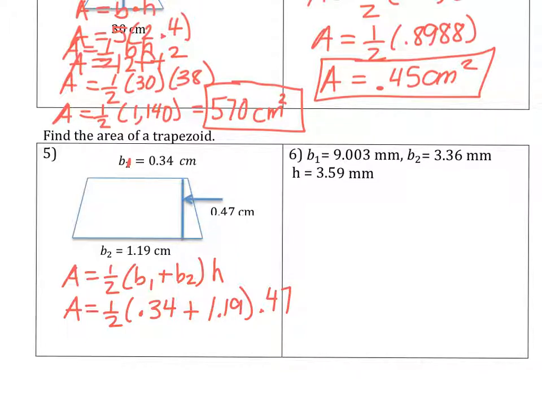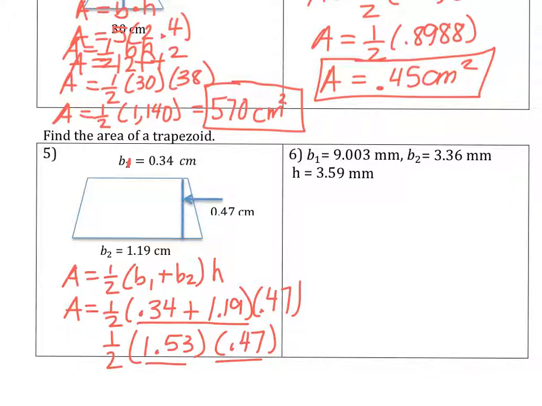And we can go ahead and simplify these. I have to do what's in the parentheses first. If I don't, then I'm going to get the equation wrong. So I have to plug in 1/2. I have to add 0.34 plus 1.19, and I get 1.53. And now I can go ahead and multiply. I'm going to multiply 1.53 times 0.47, and then I'm going to divide it by 2. And when I do, I get my area equals 0.36 centimeters squared.